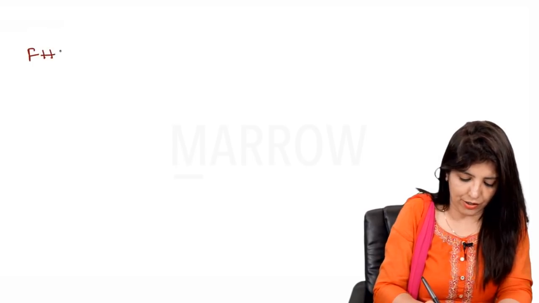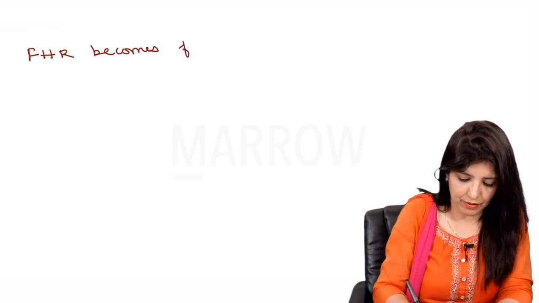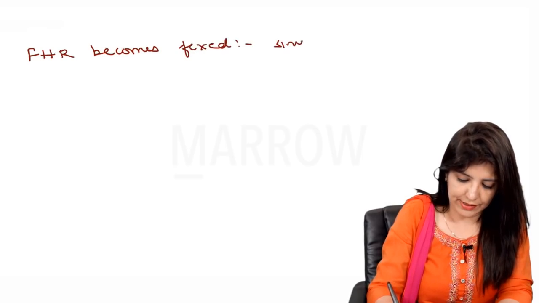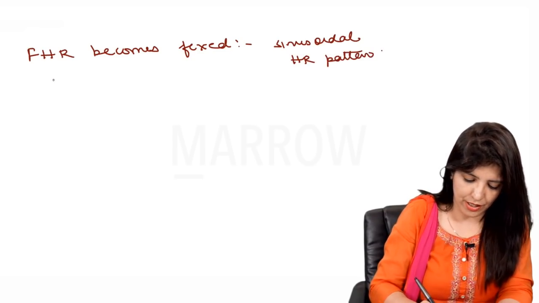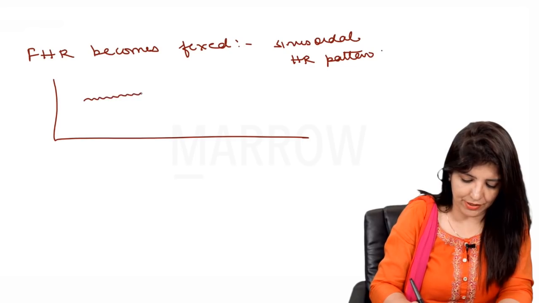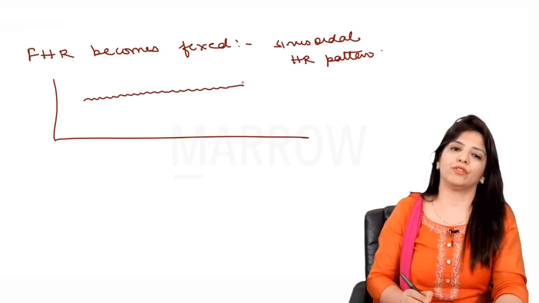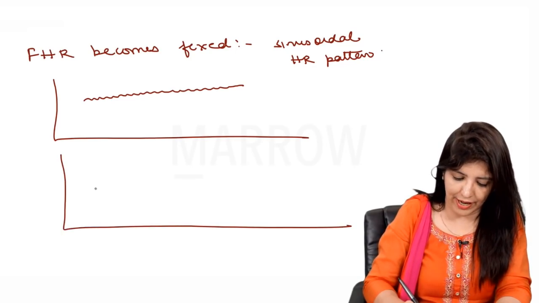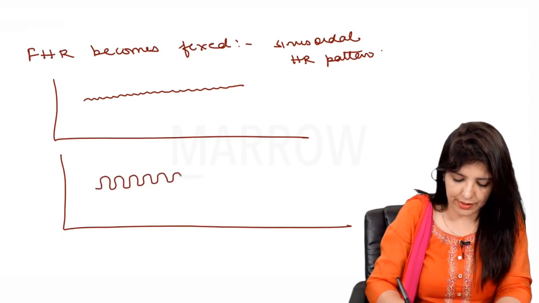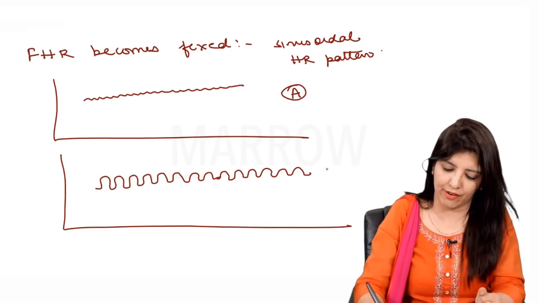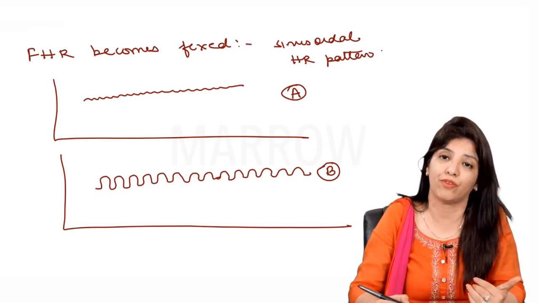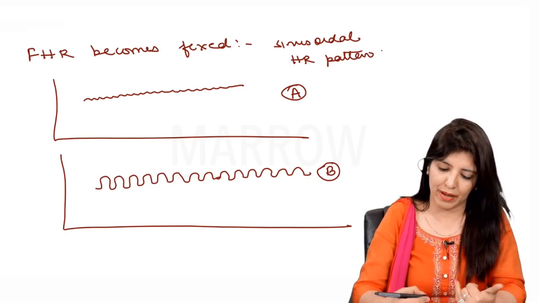So, what is sinusoidal heart rate pattern? When the fetal heart rate becomes fixed, that is called sinusoidal heart rate pattern. Right? So you are going to get something like this on the CTG strip, or you can get a wave-like pattern, a sine wave-like pattern. Figure A is also sinusoidal heart rate pattern, and figure B, when you get a sine wave-like pattern, that is also sinusoidal heart rate pattern.